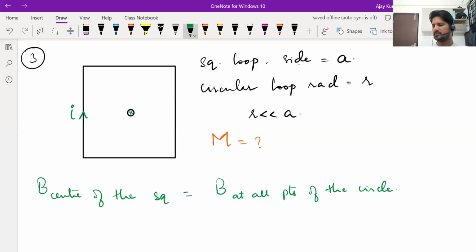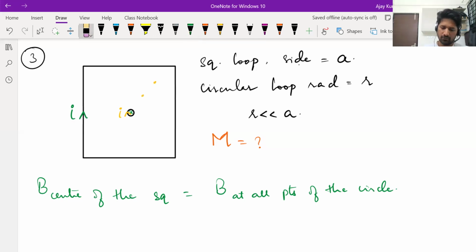So the circle experiences almost a uniform magnetic field due to current of the square. Had you taken the other way around, suppose you took current in the circular loop, you can't even write the expression for magnetic field out of a circle. For a circle also, we know only at the center; away from the center of the circle, we don't know the expression for magnetic field. And if you don't know the expression for magnetic field, you can't calculate magnetic flux.